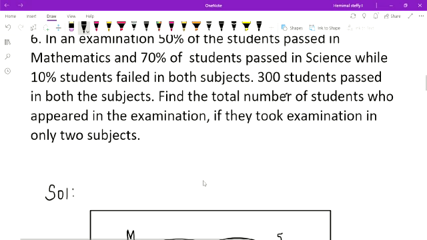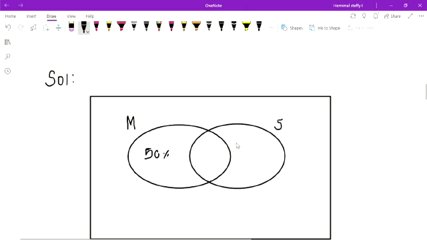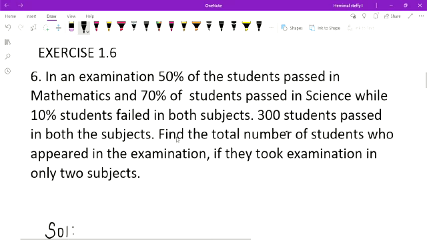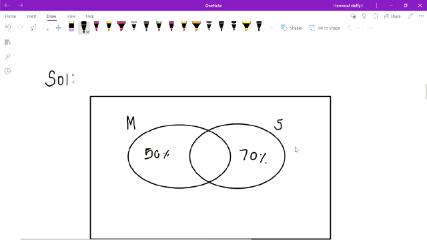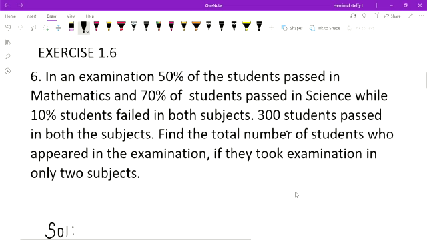Then 70% passed in science. 70% passed in science. Then 10% failed in both subjects. This circle represents the passed only, so the failed students are outside the circles. We can write 10% for the failed. Then 300 students passed in both the subjects.